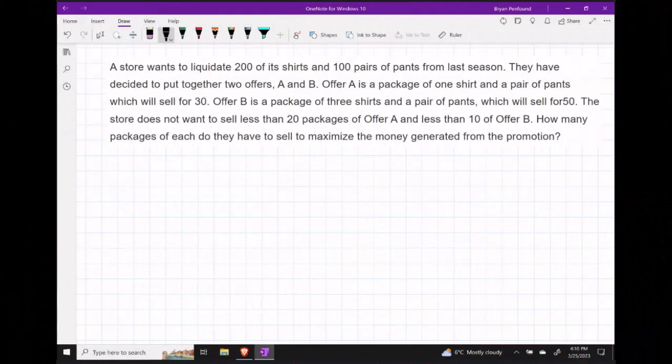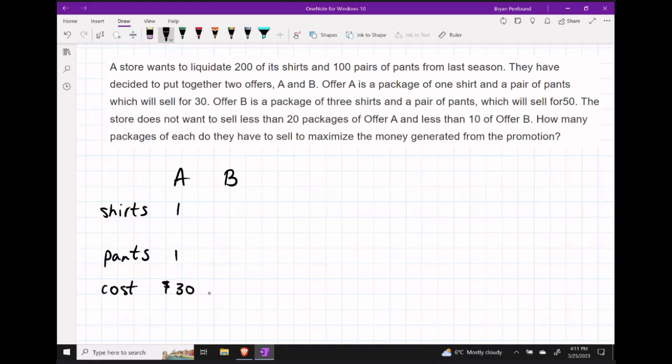Consider the following linear programming problem where a store wants to liquidate 200 shirts and 100 pairs of pants from last season. They've decided to put together two offers. We're going to call them Offer A and Offer B. Inside of Offer A, we're going to give our customer one shirt and one pair of pants, and we're going to sell that package for $30.